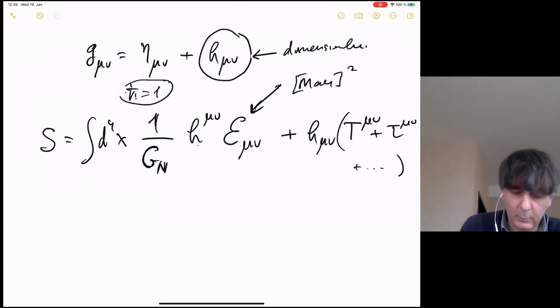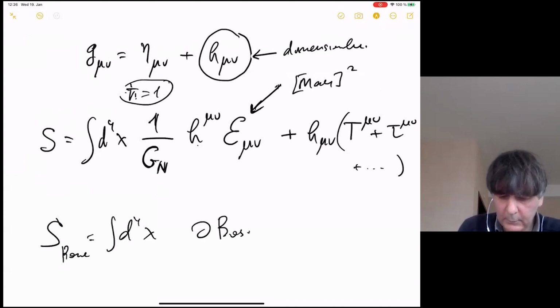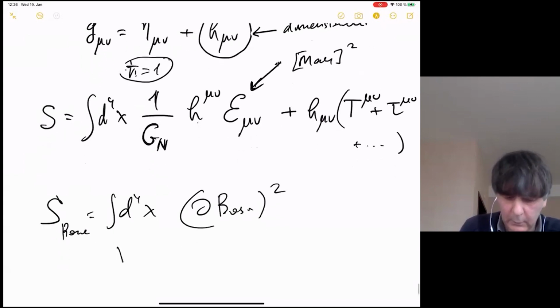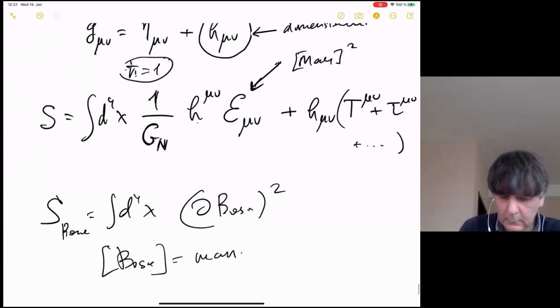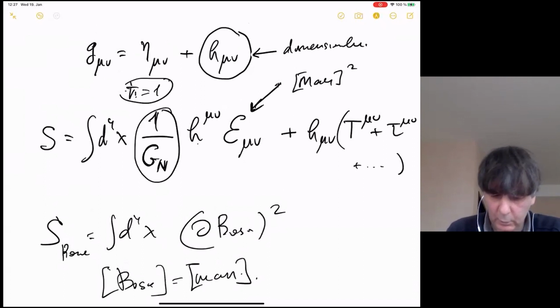And a canonically normalized bosonic field has dimensionality of mass. Because the action of a boson is d4x, derivative square. So canonical normalization of a boson, dimensionality is mass. So correspondingly, we have to canonically normalize this field. Now, we have to absorb 1 over g Newton into the redefinition of the field, and correspondingly then g Newton will appear here.